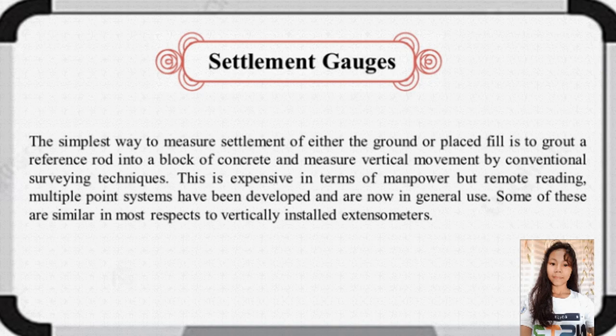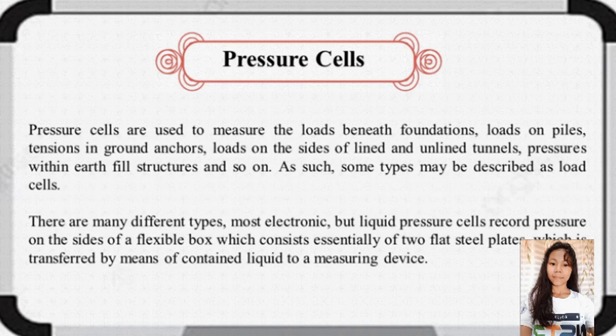The simplest way to measure settlement of either the ground or placed fill is to grout a reference rod into a block of concrete and measure vertical movement by conventional surveying techniques. This is expensive in terms of manpower, but remote reading, multiple point systems have been developed and are now in general use. Some of these are similar in most respects to vertically installed extensometers.